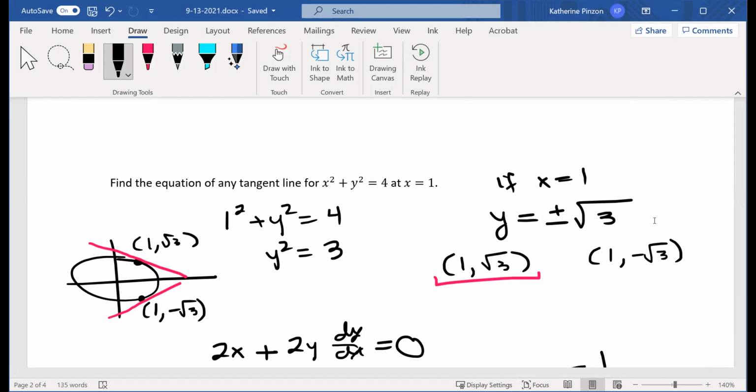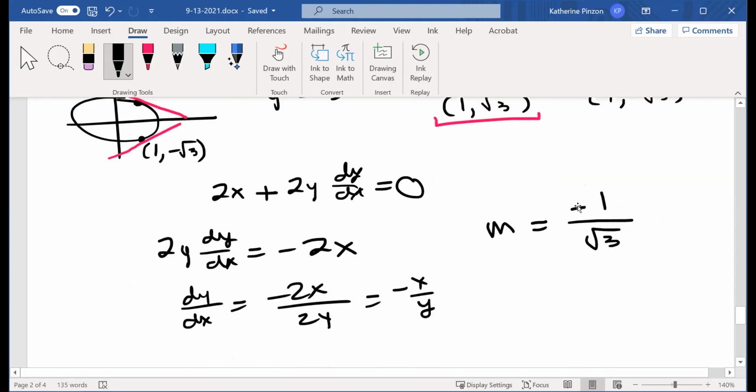What was the other equation? The slope would be 1 over negative square root 3. Oh, negative 1. It would be positive because it would be negative 1 over negative square root 3. Yeah, so it would be positive.